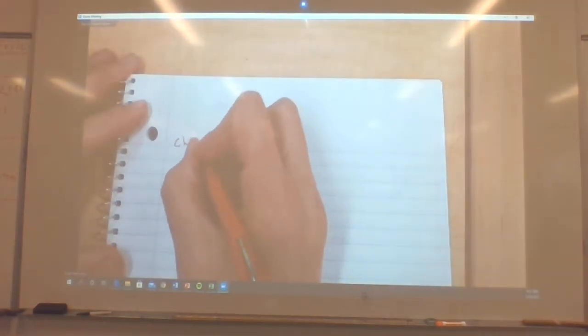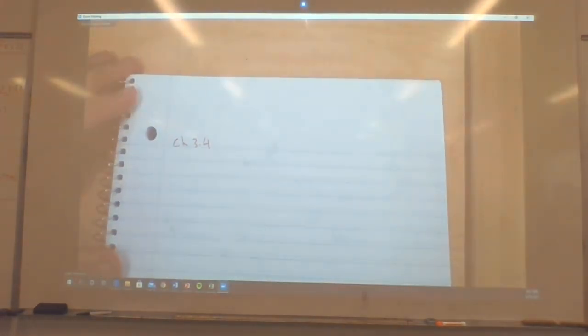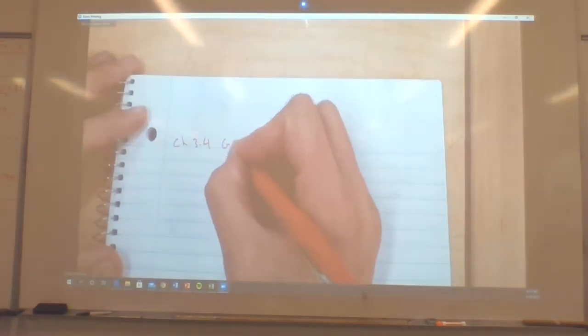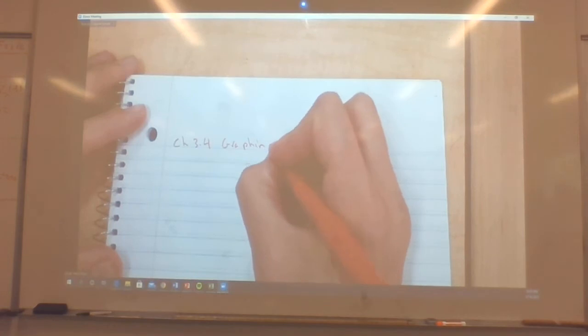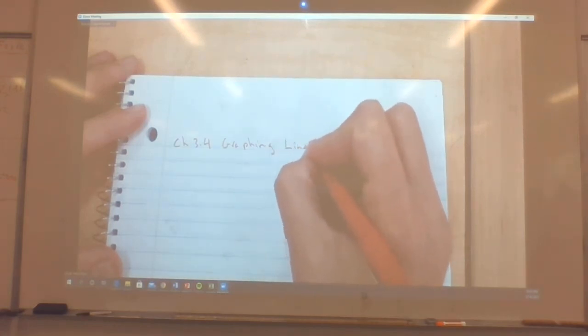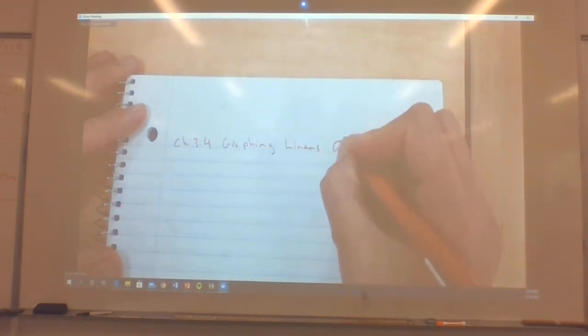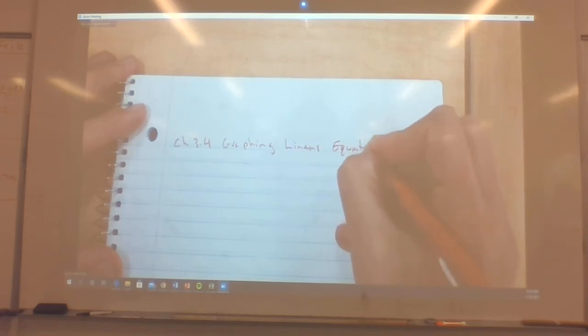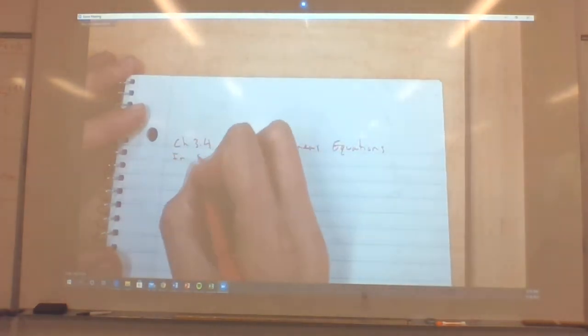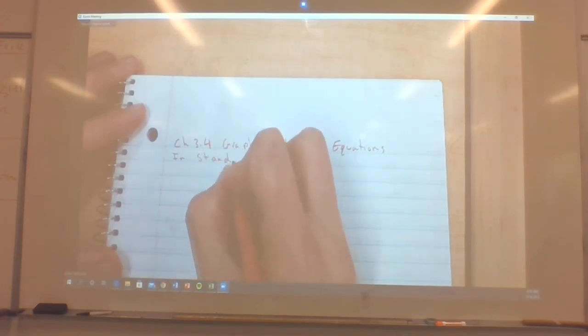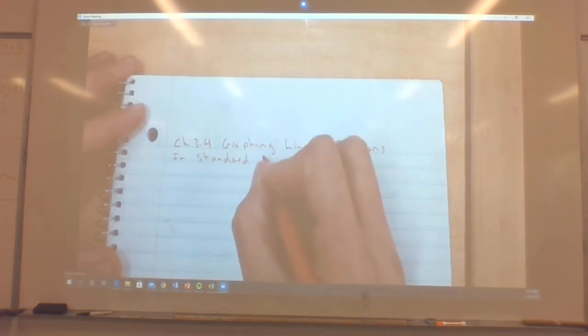Chapter 3.4. It's going to be graphing linear equations in standard form.